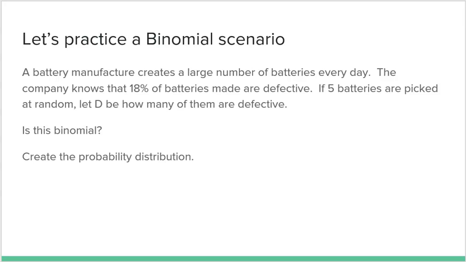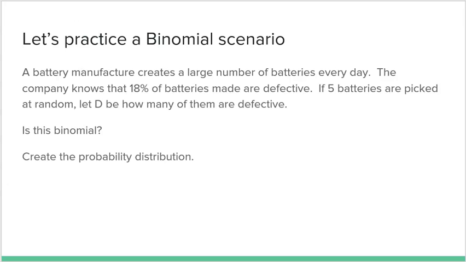All right, so let's practice a binomial scenario, because if you don't understand a binomial scenario, then you're certainly not going to be able to understand the mean and standard deviation, which are the parameters. So here's an example. A battery manufacturer creates a large number of batteries every day. The company unfortunately knows that 18% of batteries made are defective. If 5 batteries are picked at random, let D be how many of them are defective. First question, is this binomial?